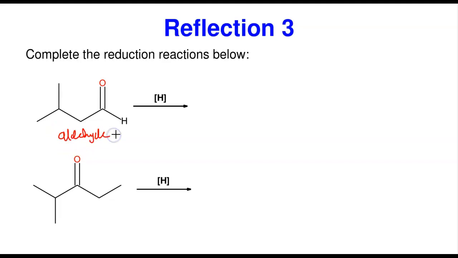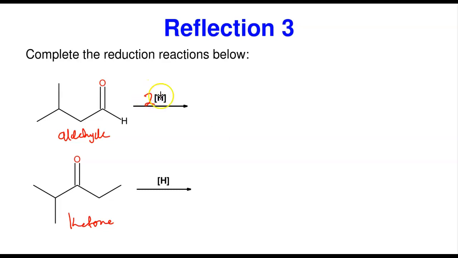An aldehyde is going to form a primary alcohol. Whereas here, this carbonyl carbon is in between two carbons, so this is a ketone. It's going to form a secondary alcohol. So what do we do? We do it immediately.